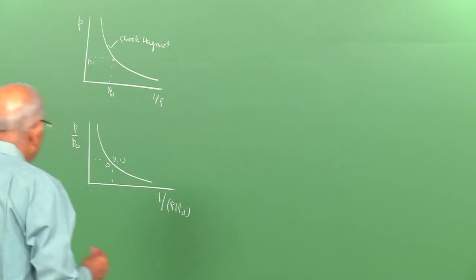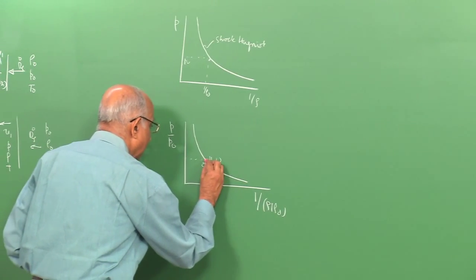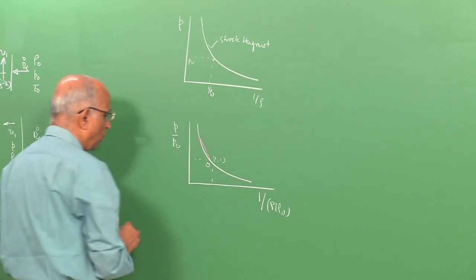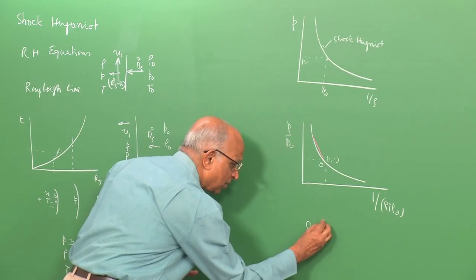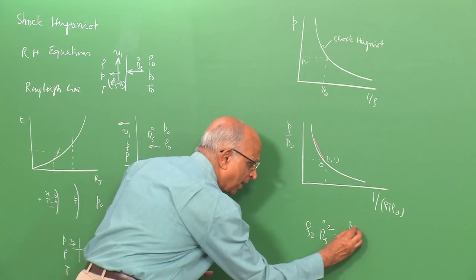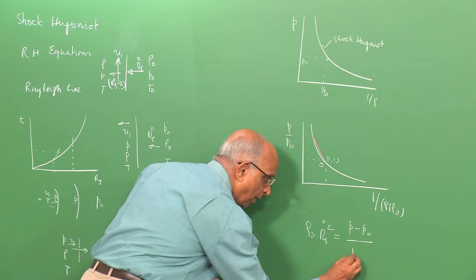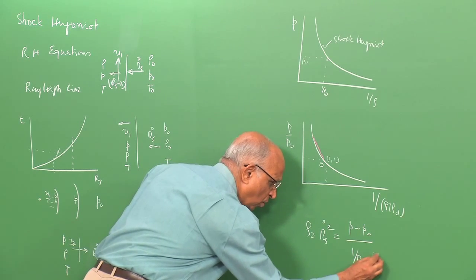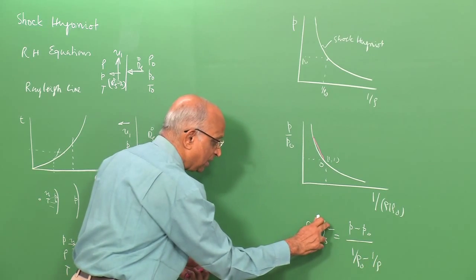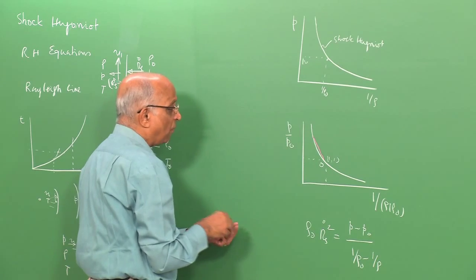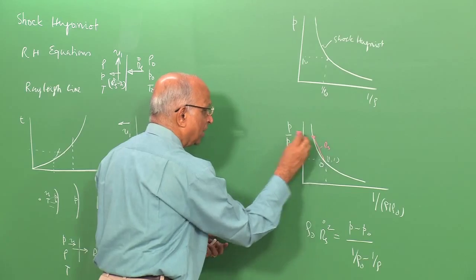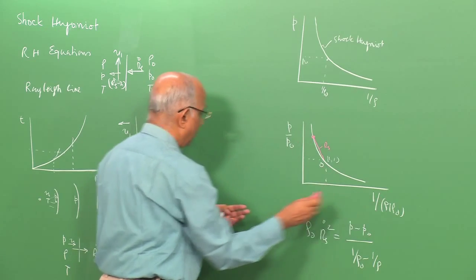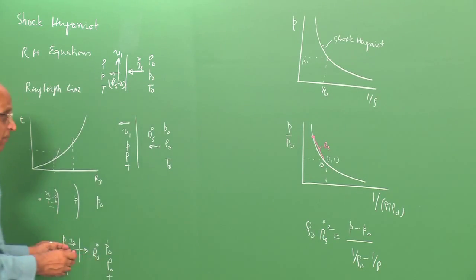I had to draw the Rayleigh line, which was the momentum equation. Mind you, what was the momentum equation? Momentum equation of rho naught RS dot square is equal to P minus P 0 divided by 1 by rho 0 minus 1 over rho. This gives me explicitly the value of RS dot, and therefore, for a given value of RS, I have a Rayleigh line, and this gives me the pressure and the density behind the particular wave.